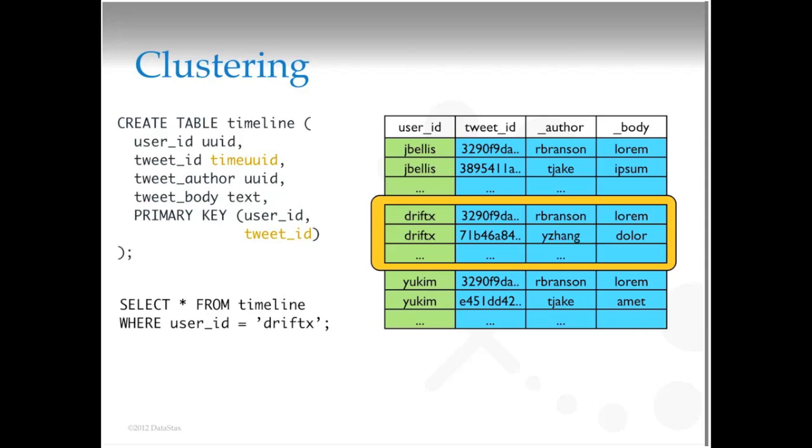And since I've defined tweet ID to be a time-based UUID, a version 1 UUID, then I'm going to get those in chronological order. So when I say select star from timeline where user ID is DriftX, I get that back in chronological order. I don't have to do any sorting at runtime to get that. In fact, in CQL, I could optionally say order by tweet ID, or order by tweet ID descending. Both of those are fair, and by default it will perform an ascending order by on the remaining components of the primary key.